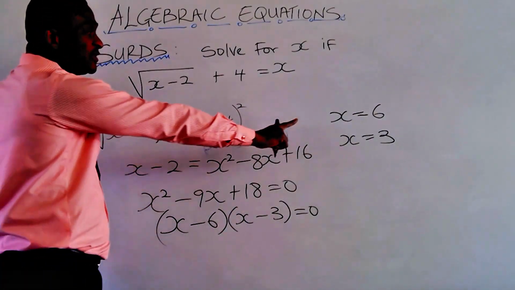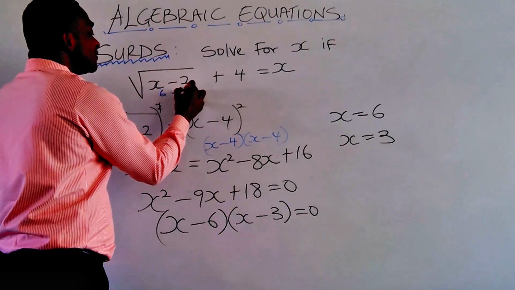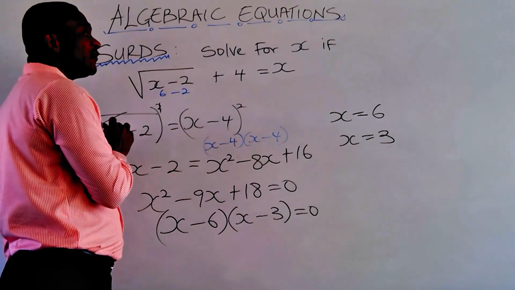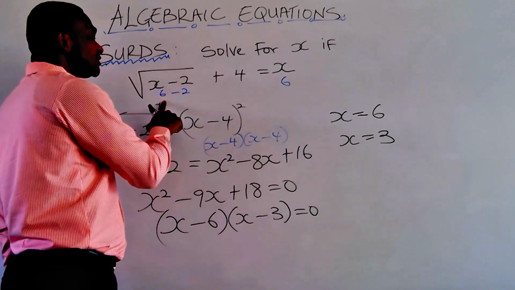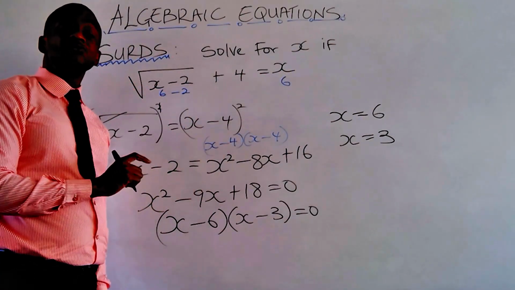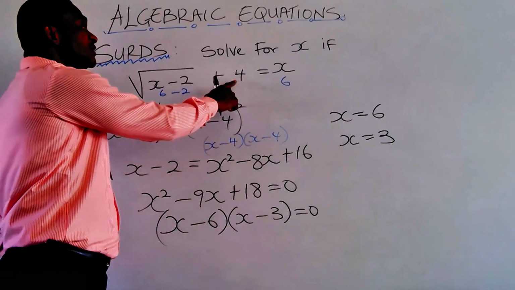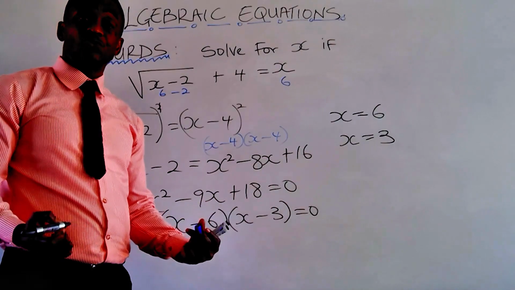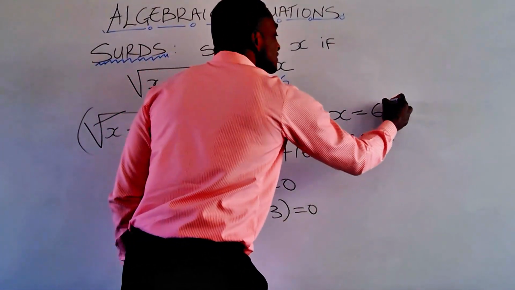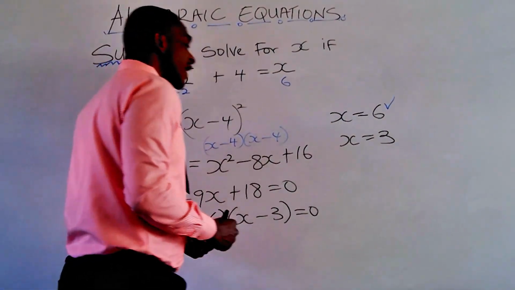Now, if we check for 6, we have 6 minus 2, that is 4. Root of 4 is 2. Remember, x is 6. Root of 4 is 2. 2 plus 4 is 6. What we have on the right hand side is equal to what we have on the left hand side. So x equals 6 is valid.